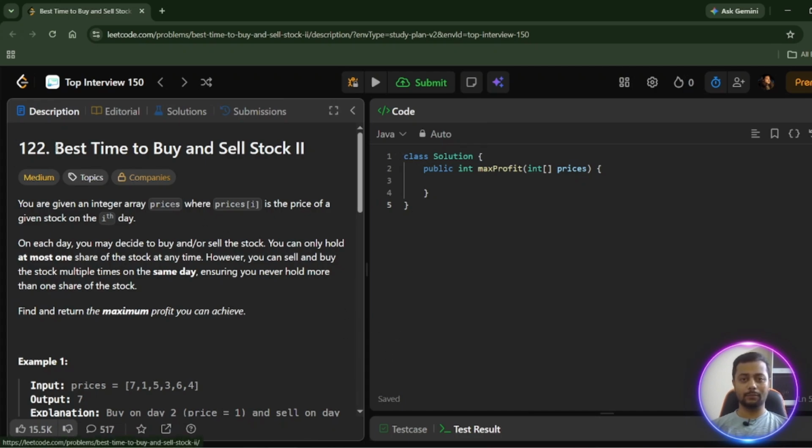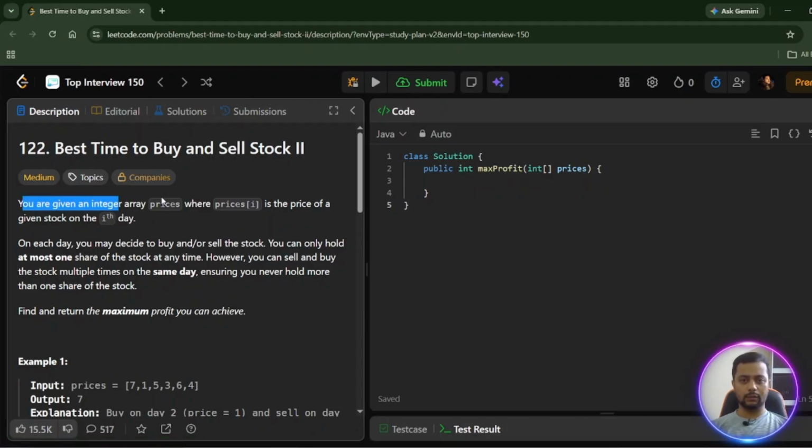Today we are solving Best Time to Buy and Sell Stock 2 from the LeetCode Top Interview 150 list. So this is an extension of another problem which we have solved earlier, which was Best Time to Buy and Sell Stock. So let's see the problem statement.